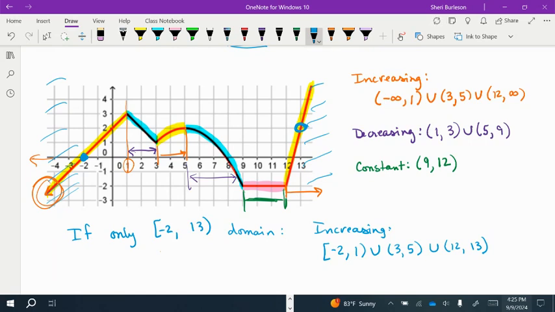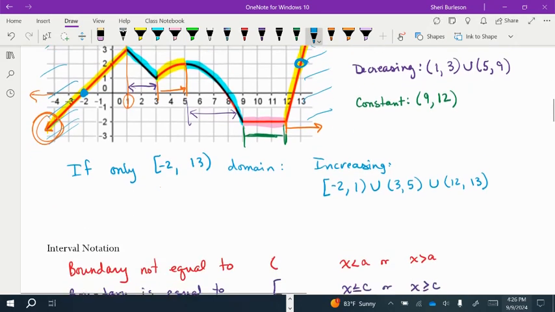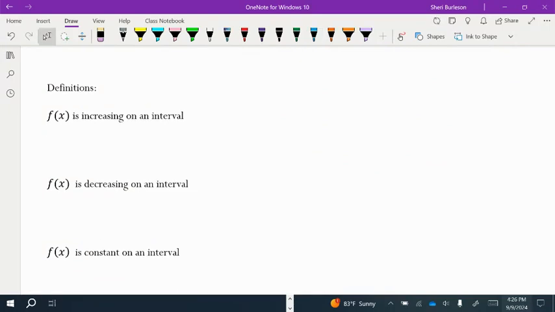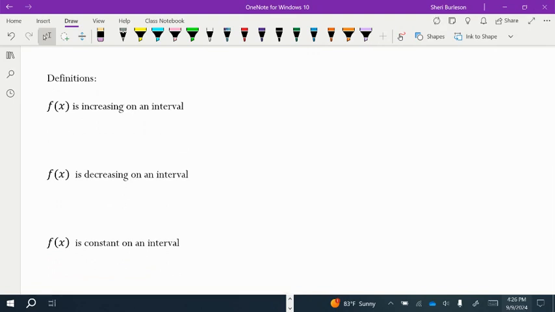Oh, it is closed on the left end because it's a filled in circle. The function can equal -2. But with the open circle at 13, that is the end, and the function will not actually equal that. So that is interval notation and increasing and decreasing. I said it in words, but I want to actually put these definitions in the mathematical definition of a function is increasing on an interval, decreasing on an interval, and constant on an interval.